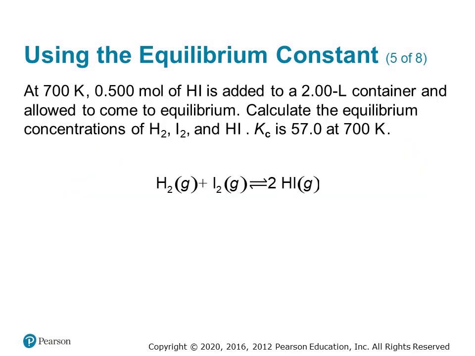Let's see how we can use equilibrium quantitatively. As an example, at 700 Kelvin, 0.5 moles of hydrogen iodide is added to a 2.00 liter container and allowed to come to equilibrium according to the chemical equation shown below. What concentration of hydrogen, iodine, and hydrogen iodide gases will be present once equilibrium is established? We're told that Kc for this reaction is 57.0 at this temperature.